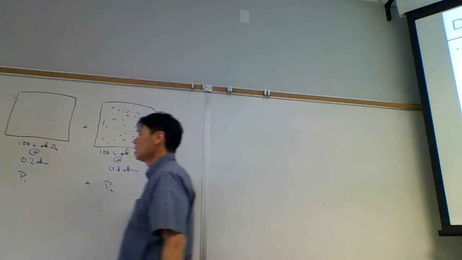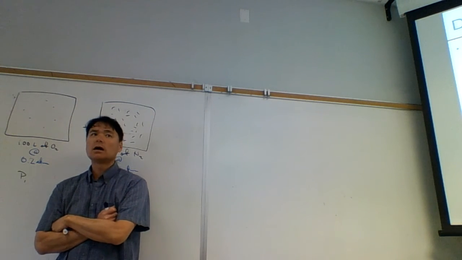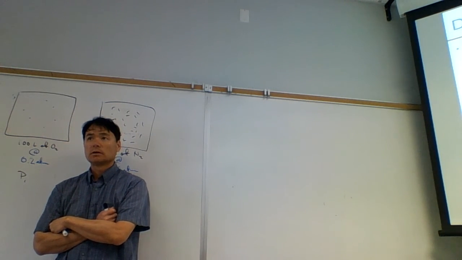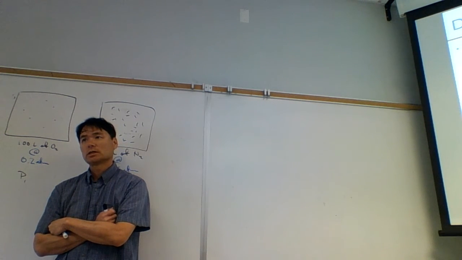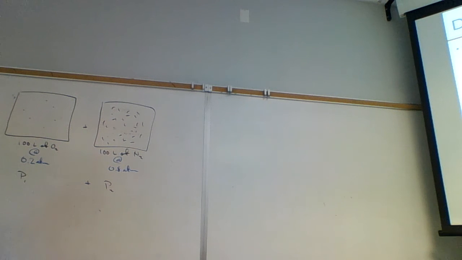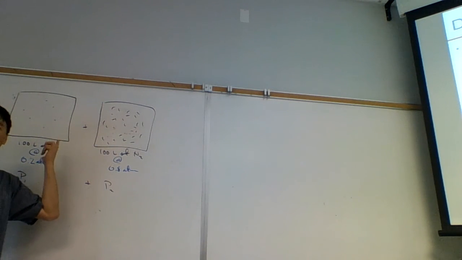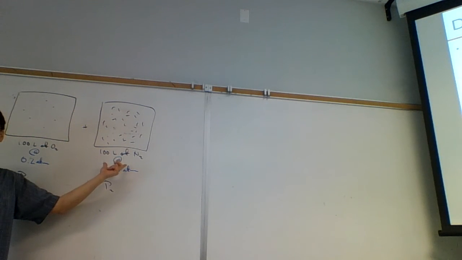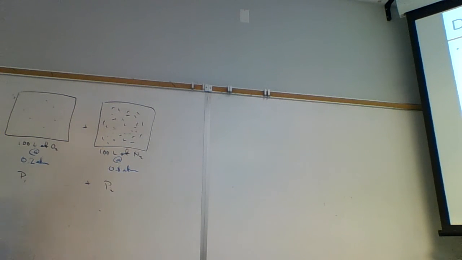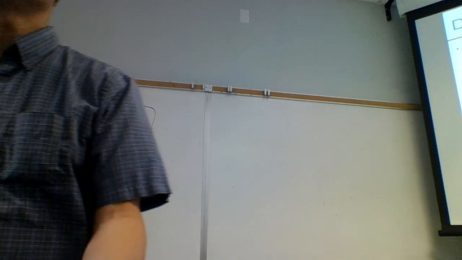For Avogadro's mixture, I want to make it constant pressure. In other words, I don't want the pressure to change. So Dalton's mixture is what we call a constant volume mixture. Constant volume means this: I have 100 liters of oxygen plus 100 liters of nitrogen. If I take 100 liters of oxygen and combine it with 100 liters of nitrogen, how many liters of air will I get?